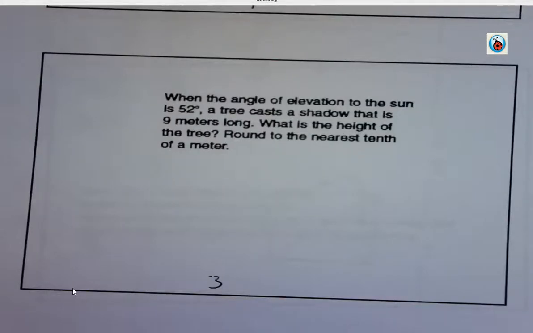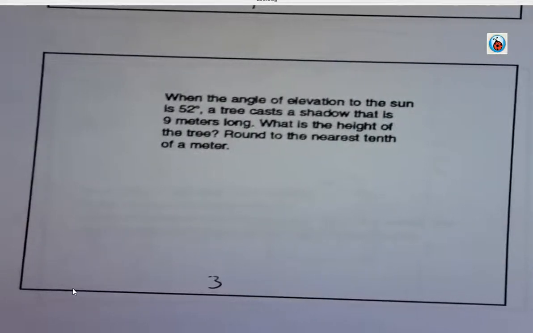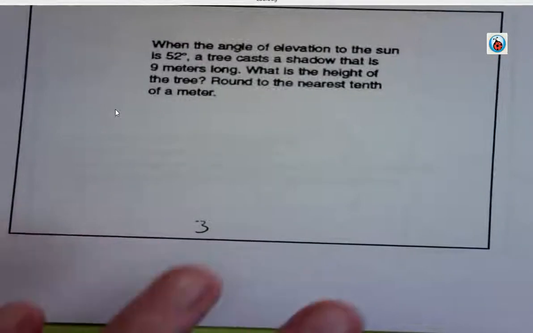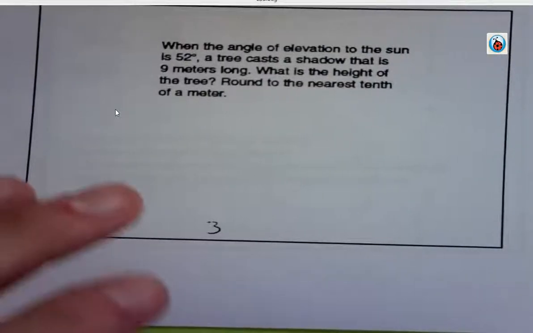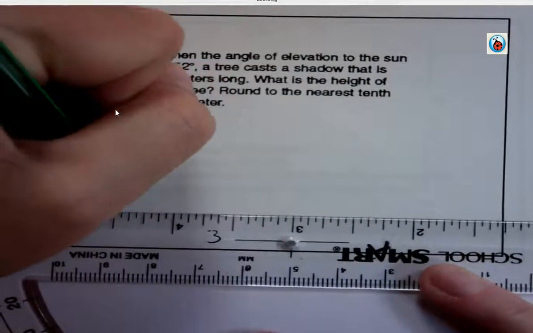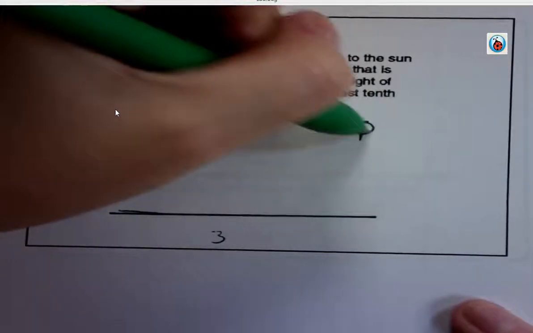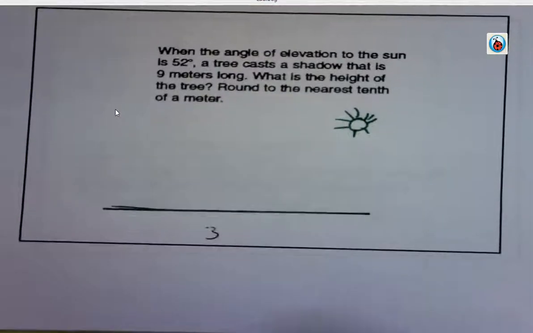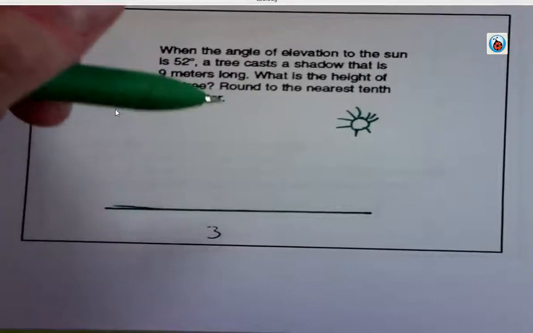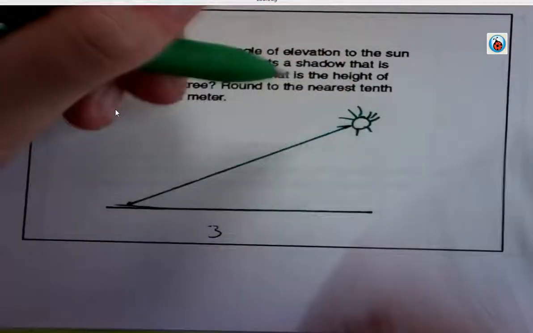It says when the angle of elevation to the sun, so we know it's going to be elevation, is at 52 degrees, a tree casts a shadow that is 9 meters long. What we're going to do, it really helps to have a straight edge when you're drawing these. We're going to start by just drawing the ground, and we're going to draw the sun. When you have an angle of elevation from the ground up to the sun, and then there's a tree in between, it says it's at a 52 degree angle.